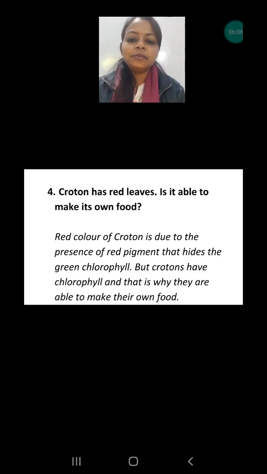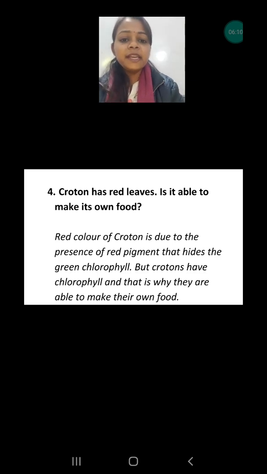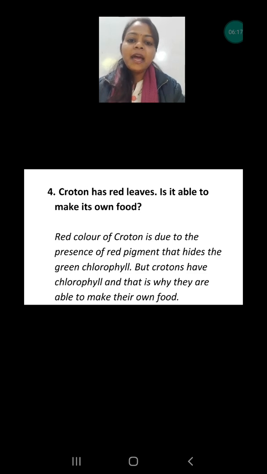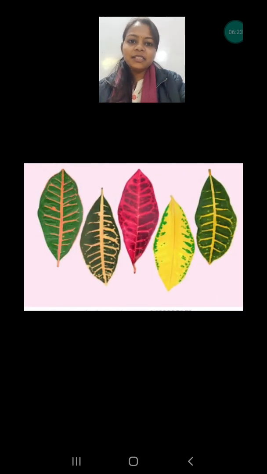Let's read this answer. Red color of croton is due to the presence of the red pigment that hides the green chlorophyll. But crotons have chlorophyll, and that is why they are able to make their food. They are able to absorb the sunlight, and hence photosynthesis happens.